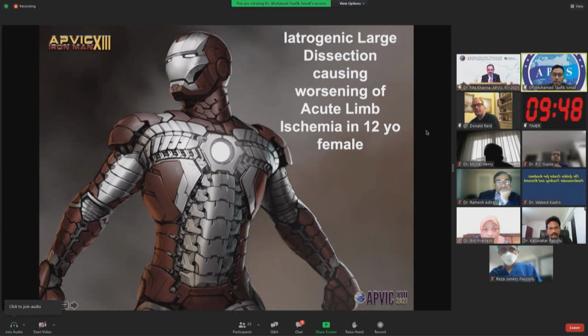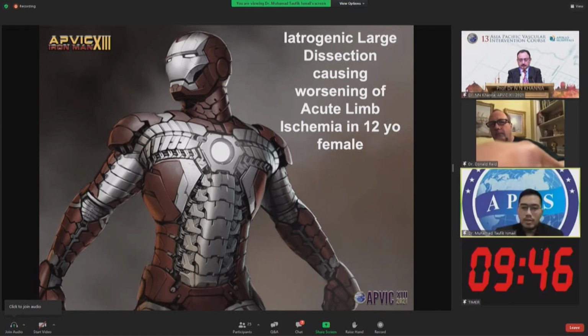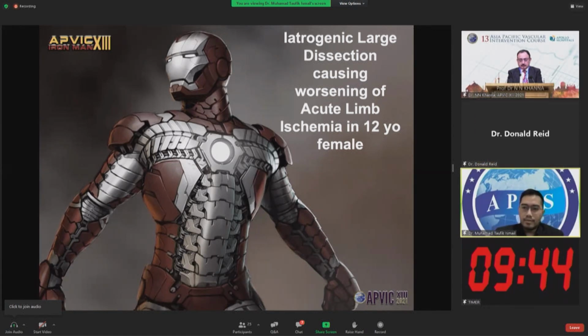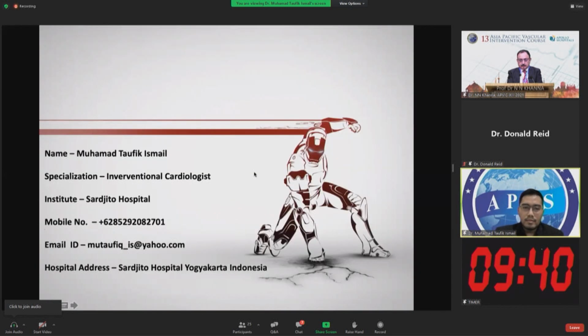Dissection causing worsening of acute limb ischemia in profile.